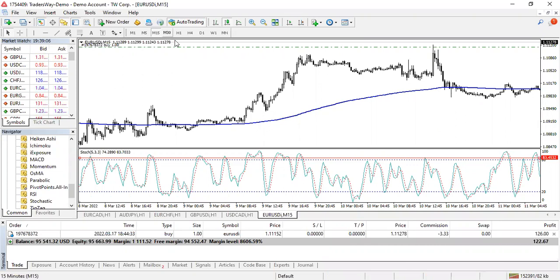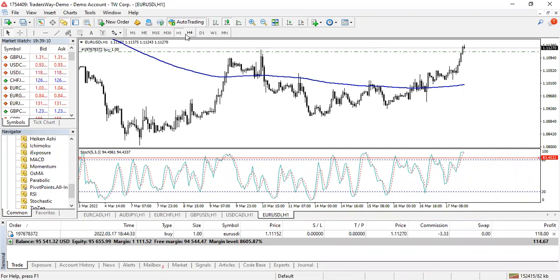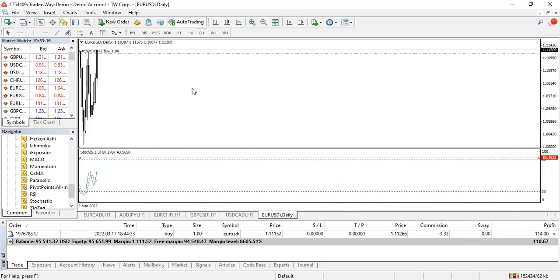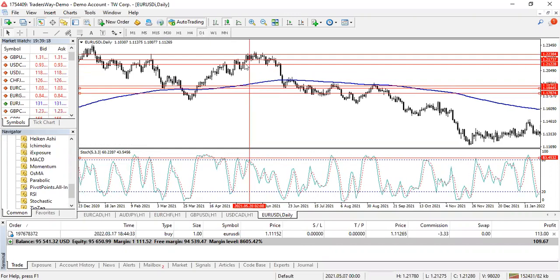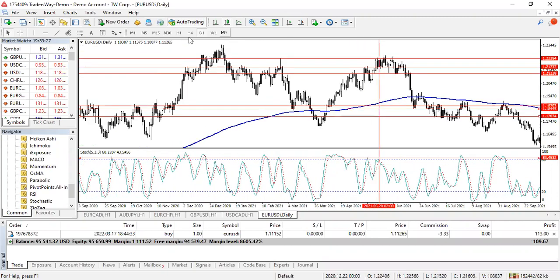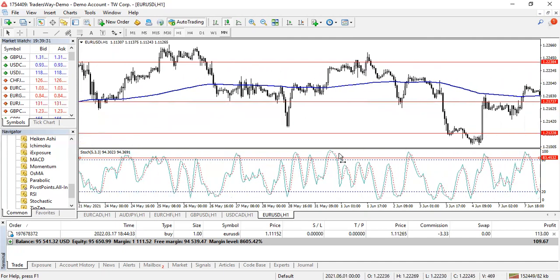So as a swinger, you can use 30 minutes, you can use 1 hour. As a day trader, you can use 1 hour, you can use 4 hours, you can use 1 day. As a position trader, you can use daily, you can use weekly, you can use monthly. So that is why you have to make sure you know the kind of trader you want to become.